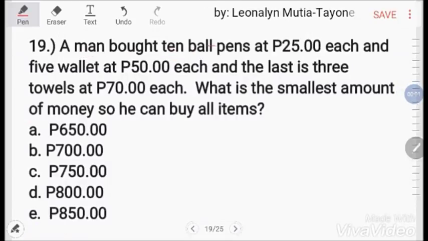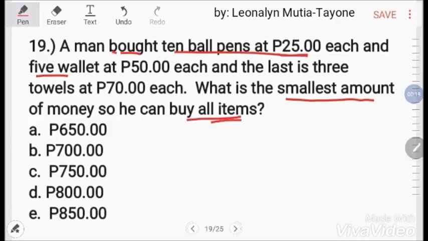A man bought 10 pens at 25 each and 5 wallets at 50 each. And the last is 3 towels at 70 each. What is the smallest amount of money he can buy all items?